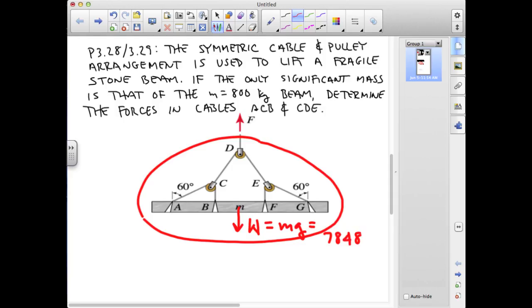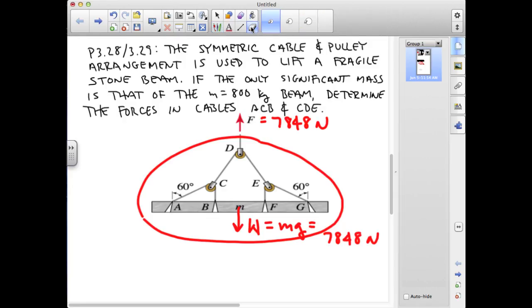78.48 newtons. You'll notice that nothing about the pulleys is included in this because everything about the pulleys and their cable segments are interior to this enveloping surface. So the equilibrium equation based on the free body diagram of this whole assembly is just F minus W equals 0, or the force F up here is 78.48 newtons. Okay, so we'll use that result.